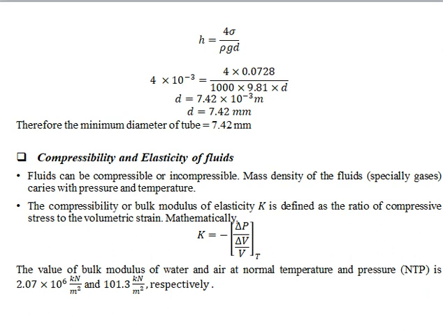The next property of the fluid is the compressibility and elasticity of fluids. The fluids can be compressible or incompressible. The mass density of fluids, especially gases, varies with pressure and temperature. The compressibility, or the bulk modulus of elasticity K, is defined as the ratio of the compressive stress to the volumetric strain. The values of the bulk modulus of water and air at normal temperature and pressure are given by 2.07 multiplied by 10 to the power 6 kilonewton per meter square and 101.3 kilonewton per meter square respectively.